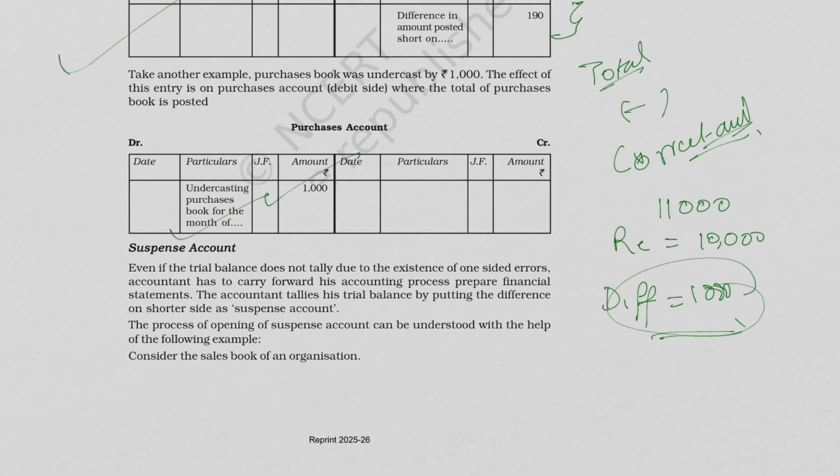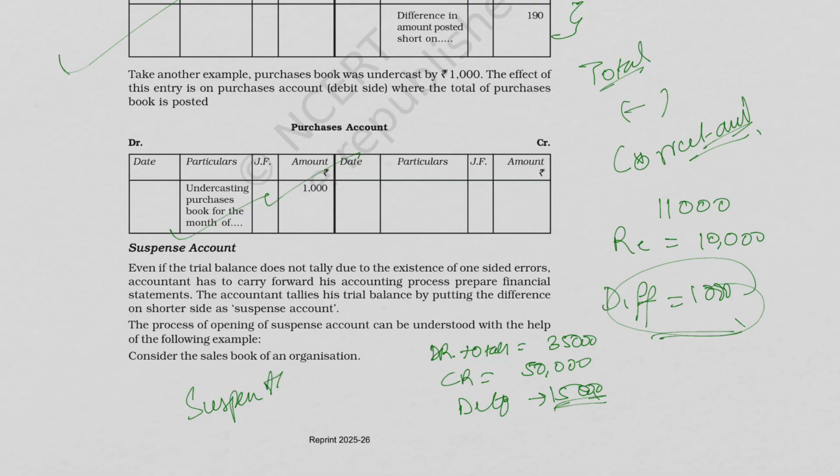Next we have suspense account. Basically, suppose the trial balance totals are: debit total rupees 35,000, credit total rupees 50,000. So there's a difference of rupees 15,000. Until the errors are located, the accountant temporarily places the difference in a suspense account. So it is used only until the errors are found as well as corrected.